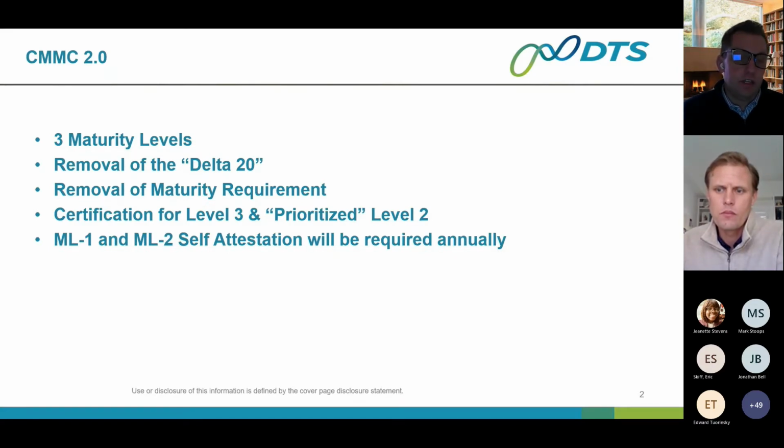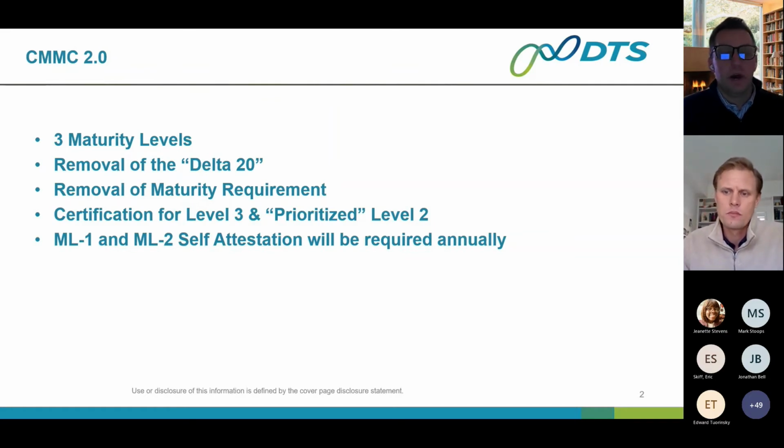DOJ said last year that they will be using the False Claims Act to prosecute organizations and their senior leadership if there is a cyber breach, and they are found to not be compliant with a framework that they have self-attested to. So, I urge you, if this is where your business ends up sitting, take this self-attestation very seriously.